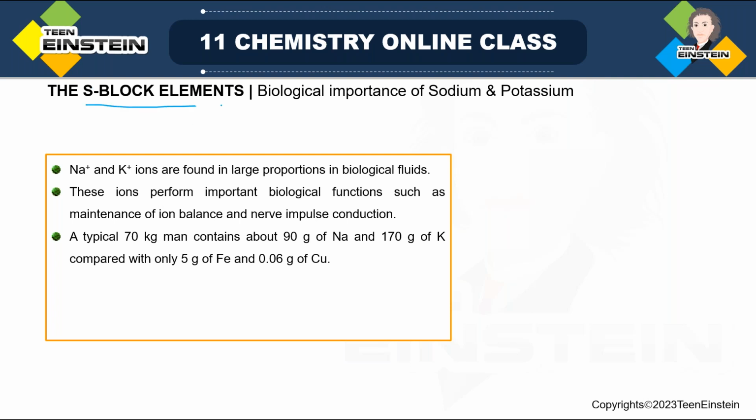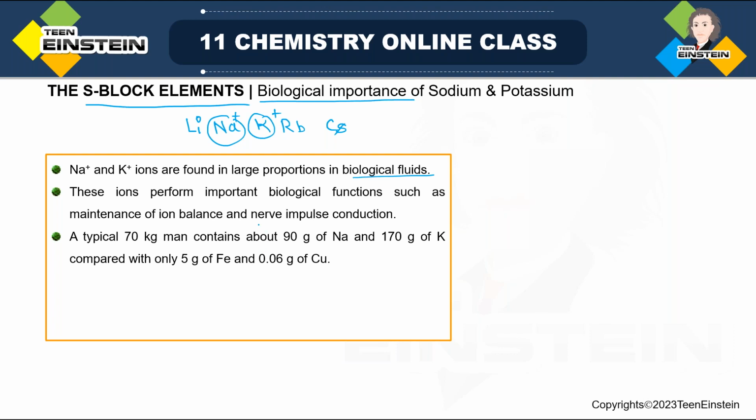So we are discussing group 1 of the s block, and in group 1, remember what the elements are? Lithium, sodium, potassium, rubidium, cesium. Now among these two, when they are in ionic form, that is Na+ and K+, there is some biological significance. These ions are found in large proportion in biological fluid. Now there are specific functions for them.